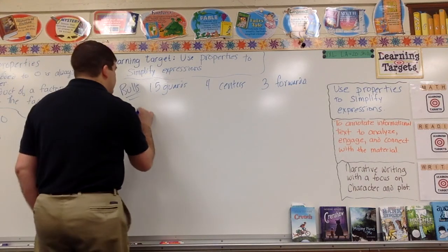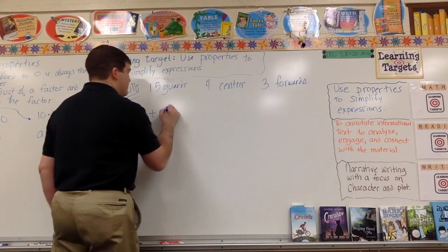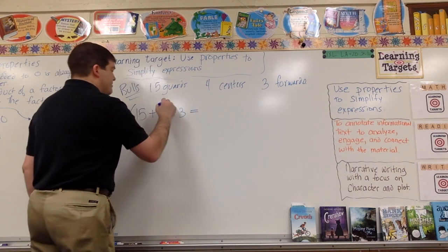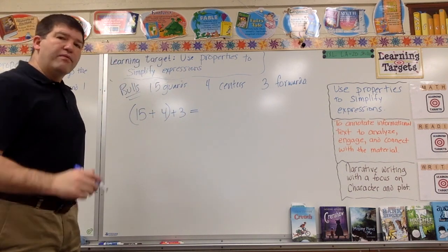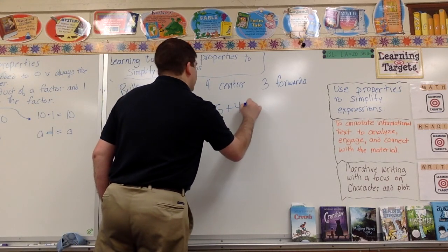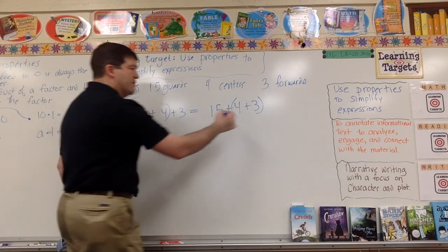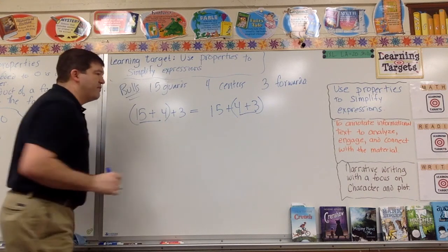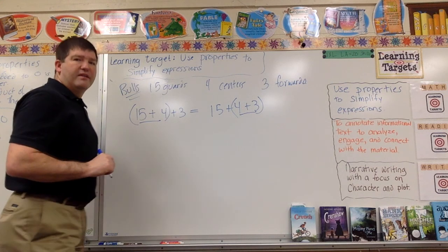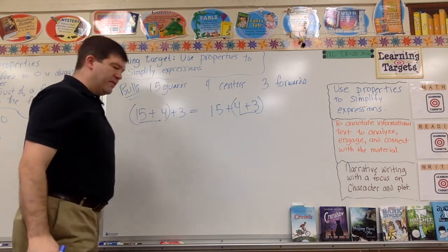Okay, so I could say I want to find out how many members are on the whole team. 15 plus 4 plus 3. And maybe I want to do the guards and centers first. Okay, if I want an equivalent expression, 15 plus 4 plus 3, this time I'm going to do the centers and forwards first. Okay, I'm going to group them different. This is one way to show the associative property of addition. Okay, I can know that these two are equivalent.